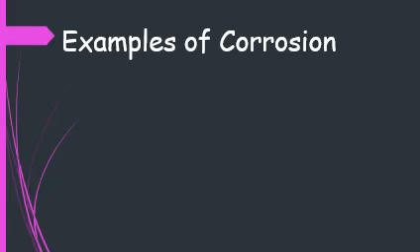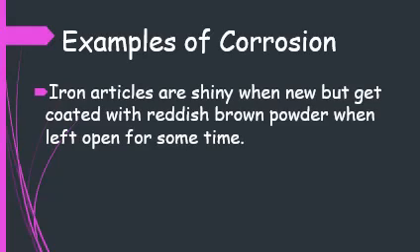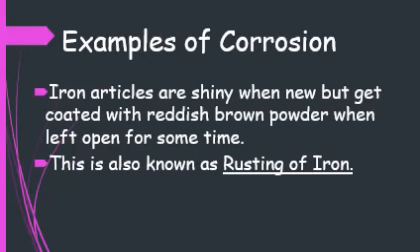Examples of corrosion. In daily life, we see many examples of corrosion. First very common example is iron articles. Iron articles like iron nails and other iron things which we use in daily life are shiny when new, but they get coated with reddish brown powder when left open for some time. This is known as corrosion, and this is also known as rusting of iron.